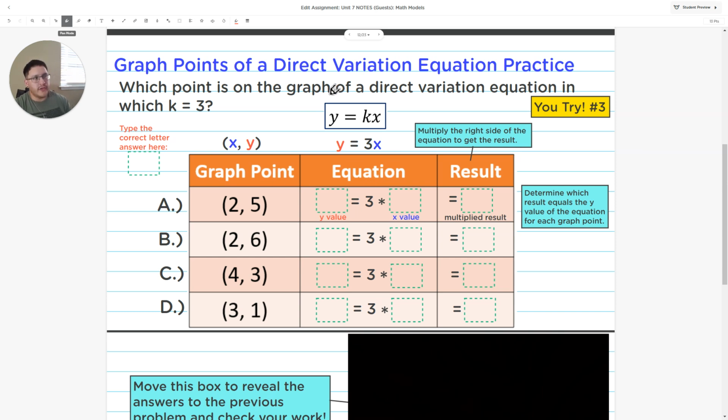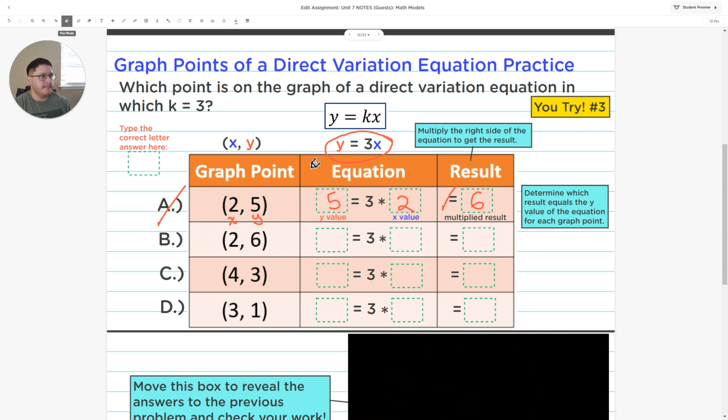Okay, so the equation we're using to test out each of these points is y equals 3x. So for this first one, y is 5, x is 2. For the y value, you're going to type in 5, and then you're going to plug in x with 2. So 3 times 2 is equal to 6. 5 equal to 6? Not true. Therefore, A is not the answer.